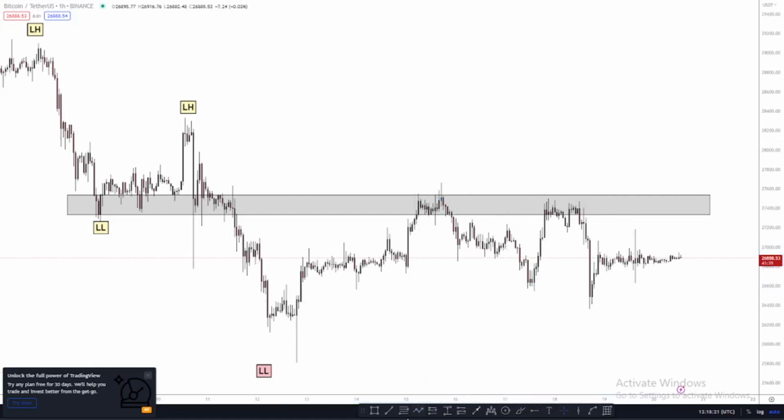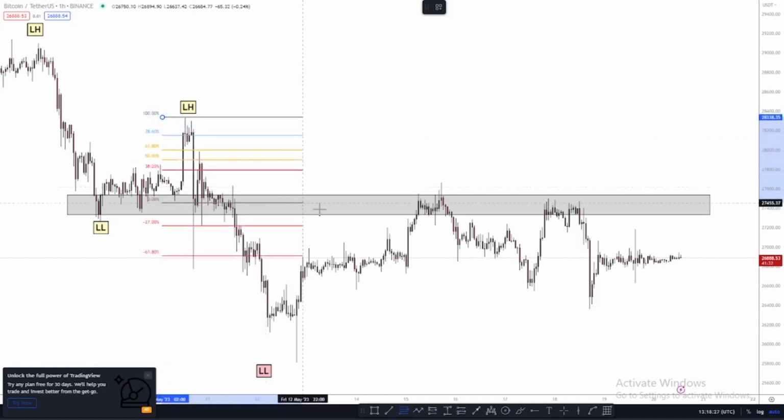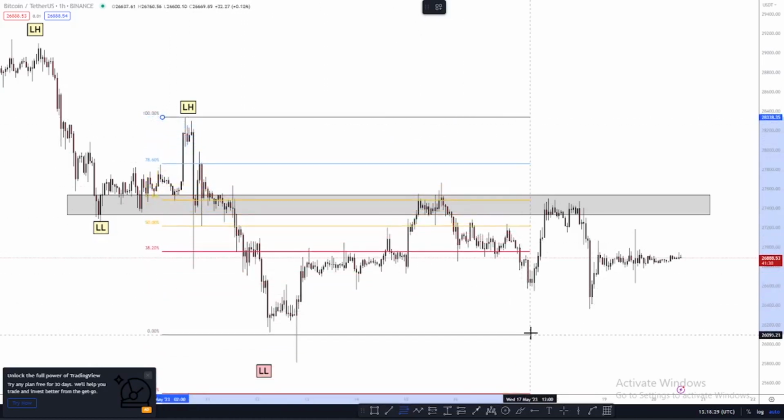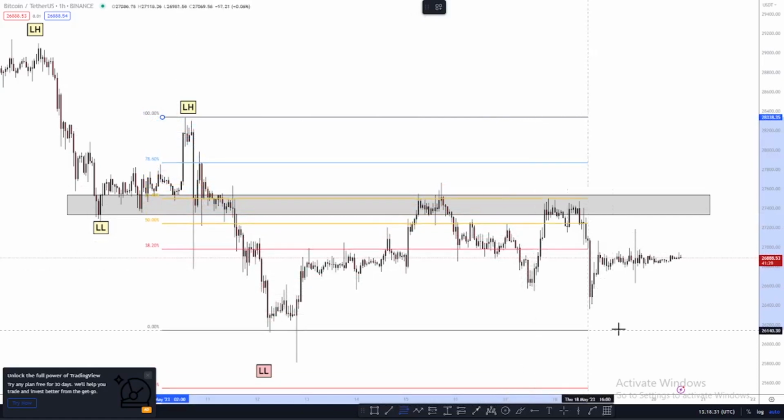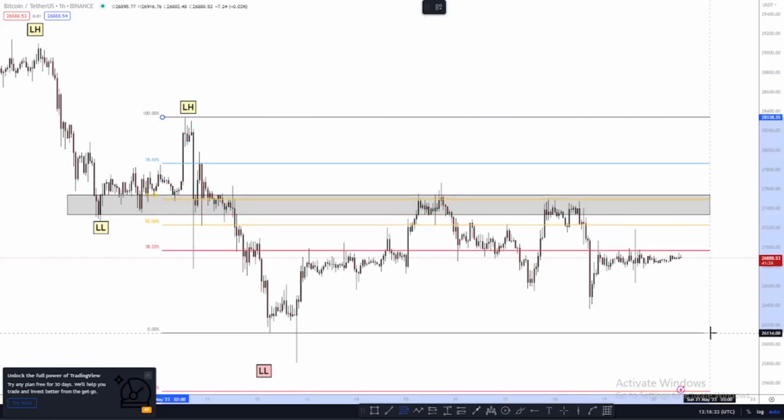And also, if I take my Fibonacci zone and drop from point A, which is our lower high, and drag down to point B, which is our current lower low, we realize that our double top, which is formed on the support, is in confluence with our Fibonacci 61.8% level, which is also our golden level.